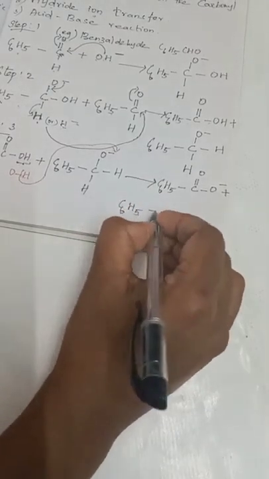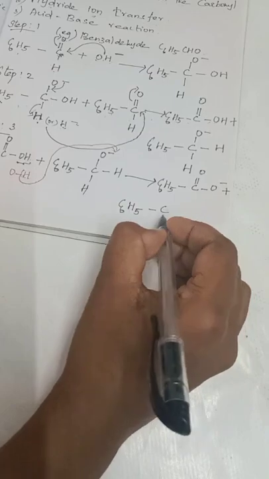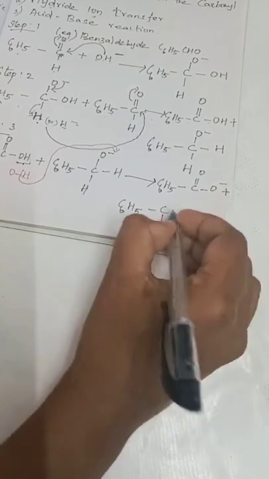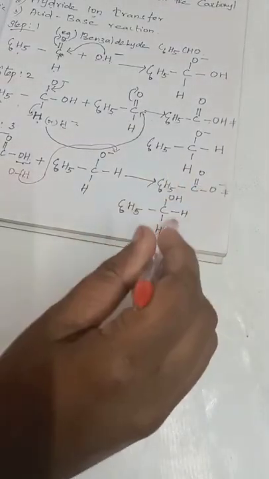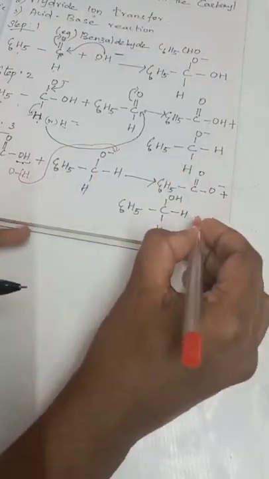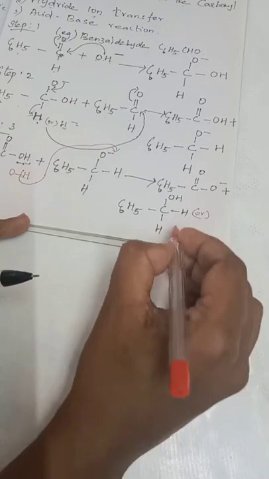C6H5 single bond C, here hydrogen H, OH. So this hydrogen will shift here from one oxygen to another oxygen. So this is the step 3 product. So you see, from step 2 we got 2 products. So we can write this structure like this also.